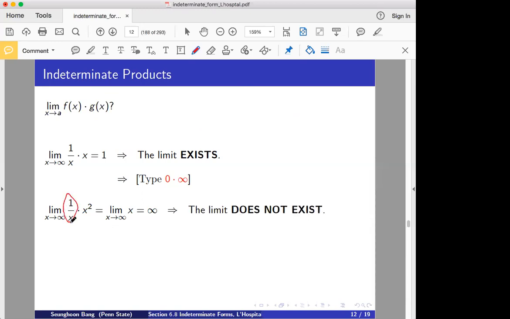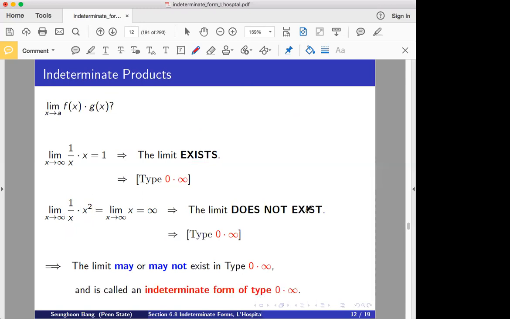So what kind of form? 1 over x is going to 0. x squared is going to infinity. We have 0 times infinity form. For the same type, different answer. Sometimes it exists, sometimes it does not exist. So the limit may or may not exist in type 0 times infinity, which is called an indeterminate form of type 0 times infinity. We don't have more indeterminate forms. Infinity times infinity is just infinity. The limit always does not exist, not indeterminate form, only 0 times infinity. 0 times infinity is indeterminate form.